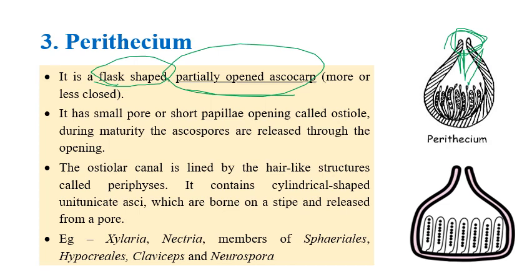But just remember one thing: the perithecium is a flask shaped fruiting body, or flask shaped ascocarp, with a partial or narrow opening called an ostiole or slit, where inside the cylindrical structure the asci are produced. Asci and ascospores are there. Examples like Xylaria, Nectria, Sphaeriales and Hypocreales, Claviceps, Neurospora are all kinds of fungi that can produce perithecium.